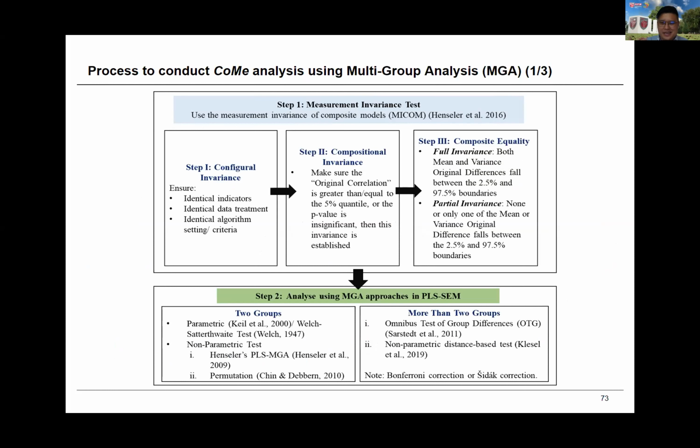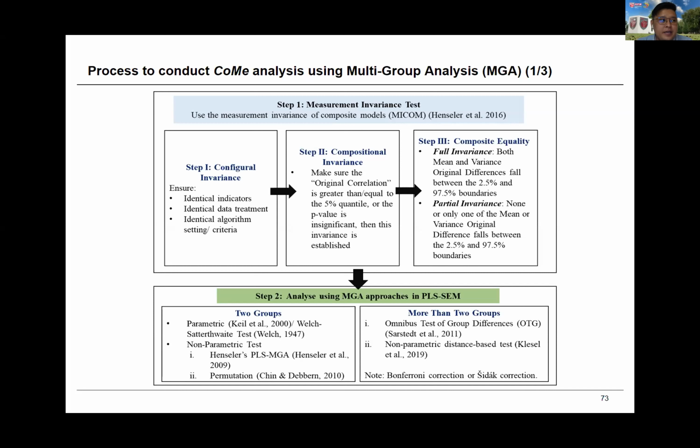Our advice, also my colleague's: if you are doing a 2-group comparison, we advise you to use the permutation test by Chin and Dibbern 2010, which is the best or most stable approach. If you compare more than 2 groups, we advise you not to use omnibus anymore. Use the non-parametric distance-based test by Klesel et al. 2019. Of course, not to forget, if you compare more than 2 groups, you also need to control the family-wise error, which means controlling the effect of comparing more than 2 groups by using Bonferroni correction as well as Sidak correction.